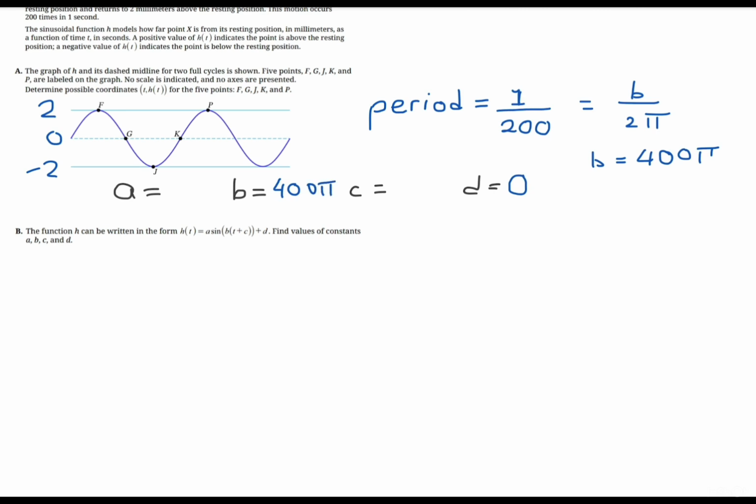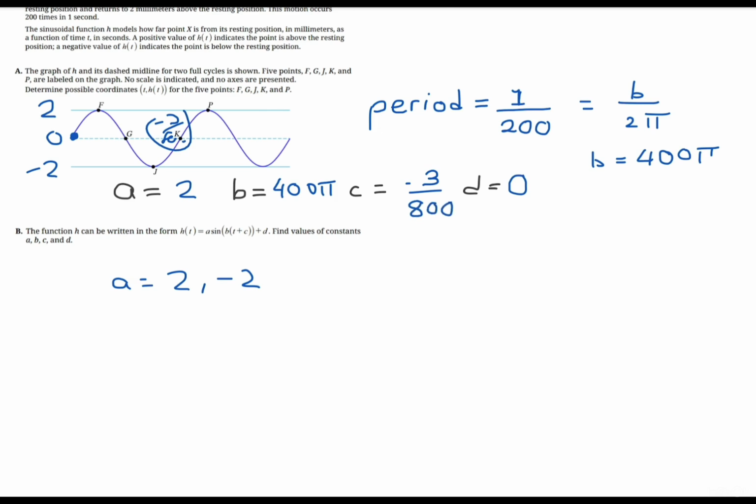Now amplitude. The amplitude will be 2, but it could be negative 2 as well if I take a negative sine graph. But I always like to start from the beginning. So a sine starts from the middle. So instead of taking point G, I'll take this point as my starting point. So I'll have the amplitude to be 2. But in that case, my C point, which is my horizontal shift, will have to be negative 3 over 800, right? So my C will be equal to negative 3 over 800. And yeah, I think that should solve it.